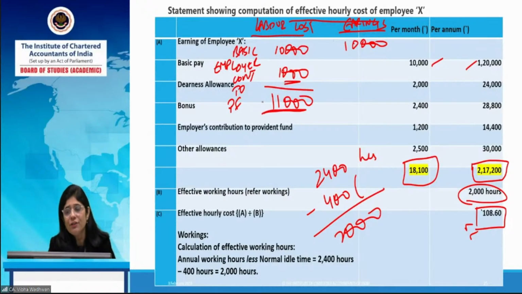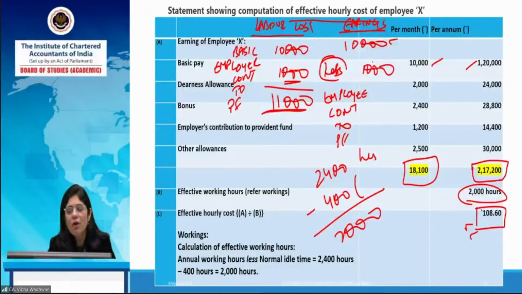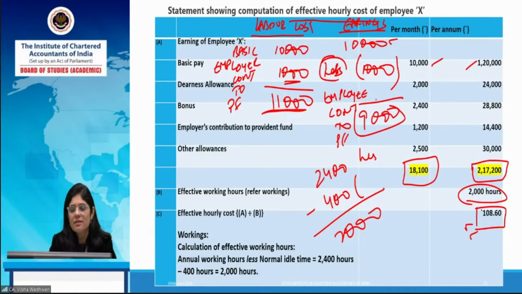But if we talk about earnings, the employee is getting 10,000 and the employee contribution will be deducted. Employee contribution is totally different. It is what the employee is contributing to PF. So 1,000 the employee is also contributing to his PF. That will be deducted, so the employee will get 9,000 in hand. See, both things are different.